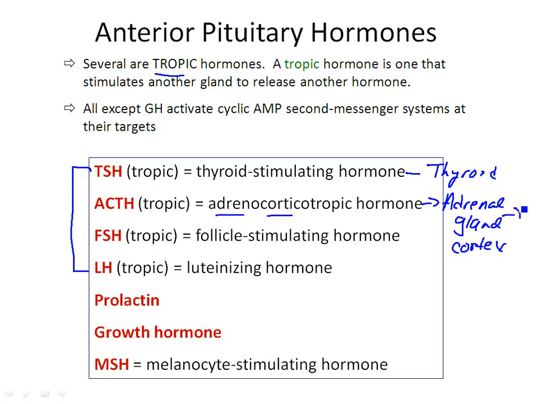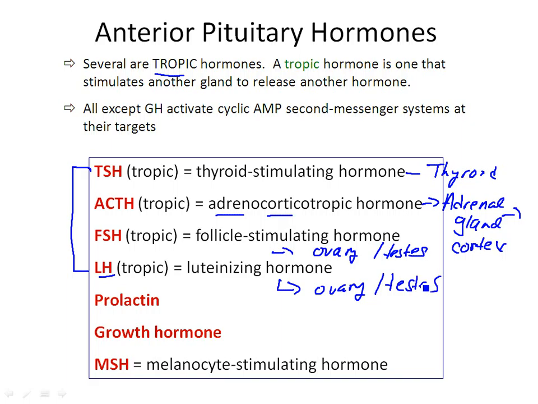FSH is follicle stimulating hormone. Works on the ovary and testes, causing them to release something. We'll talk about that in a few seconds. And then luteinizing hormone. Its target, again, the ovary and the testes, causing them to do something.